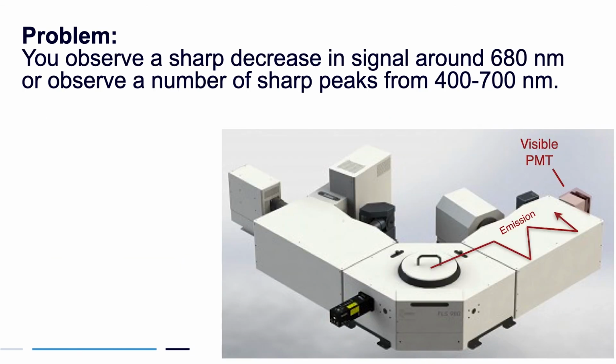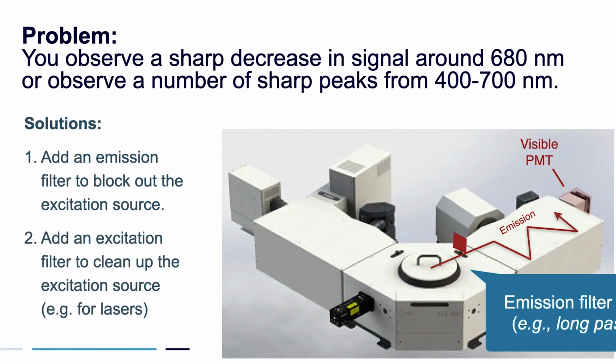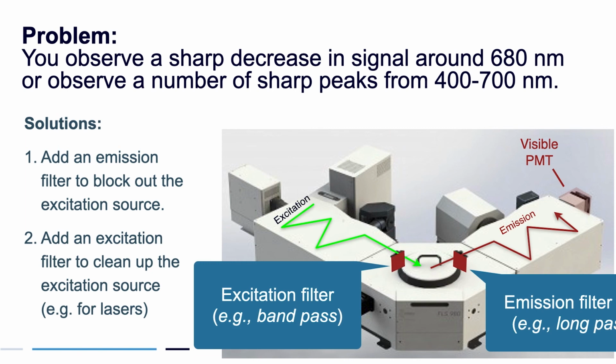If you observe a sharp decrease in the signal around 680 nanometers, or you see a bunch of sharp peaks in your visible range, then it's possible that your excitation source is bleeding into your emission spectrum. This could be due to scattering from your sample or just having a really dirty light source. So one solution is that you can install an emission filter that blocks out your excitation source, or you can install an excitation filter that can clean up your excitation source.